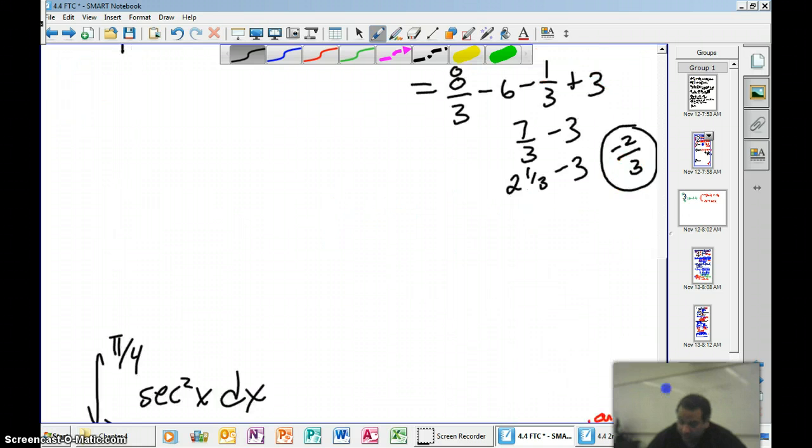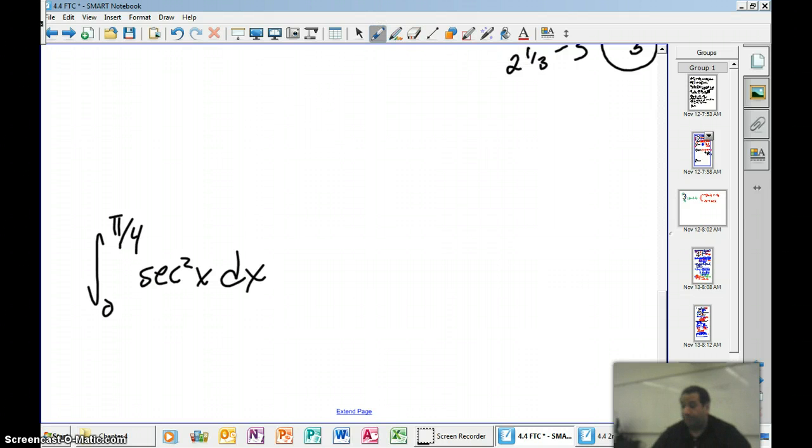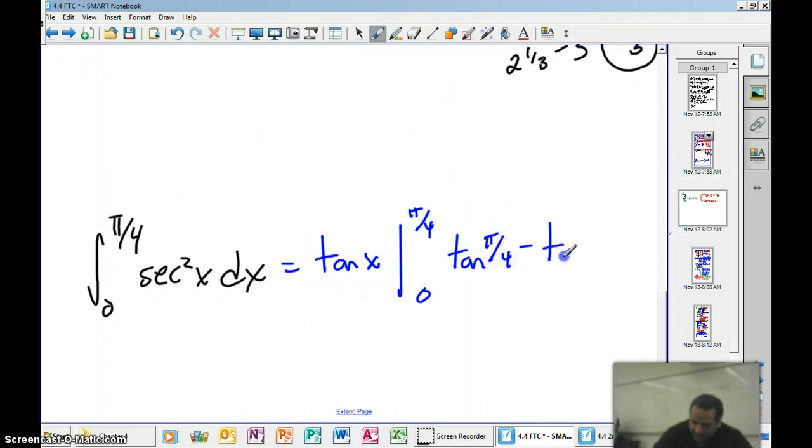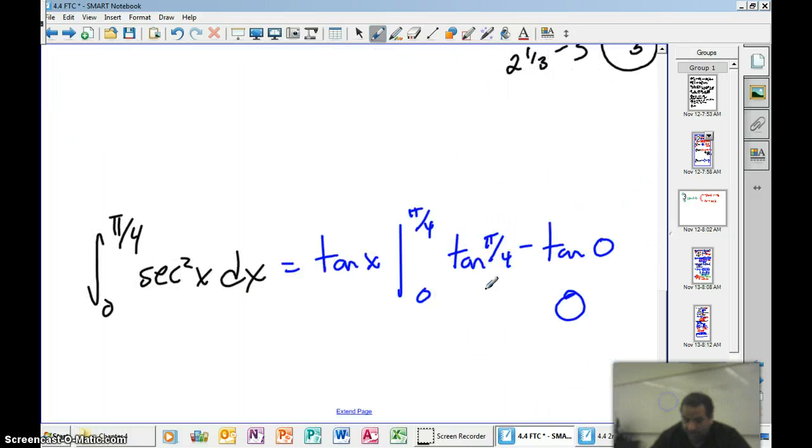Let's try another one. Oh yeah, let's bring in secant squared. So I look on that sheet, or I memorized what secant squared is: tangent. So this turns out to be the tangent of x evaluated at pi over 4 and at 0. So that's going to be tangent of pi over 4 minus the tangent at 0. Well, the tangent at 0 is 0. Tangent of pi over 4 is 1. Whoa! We went on a ride there. 1 minus 0 is 1.